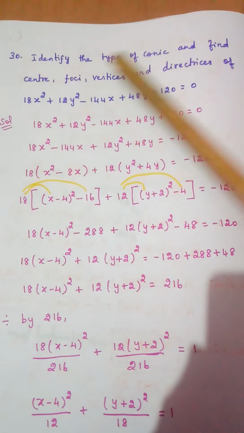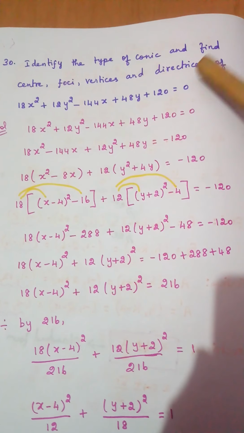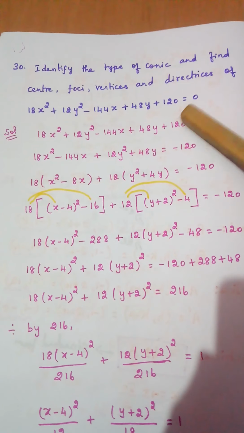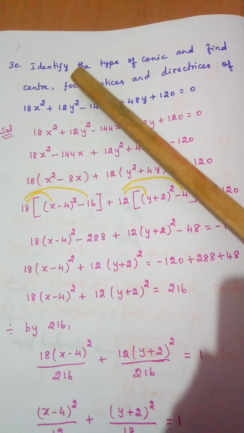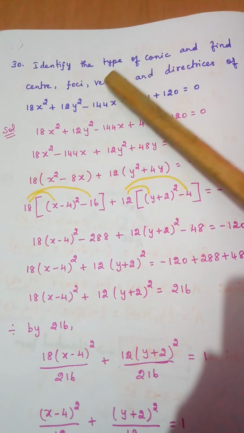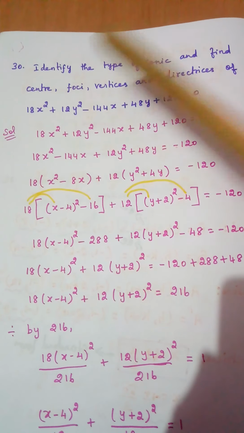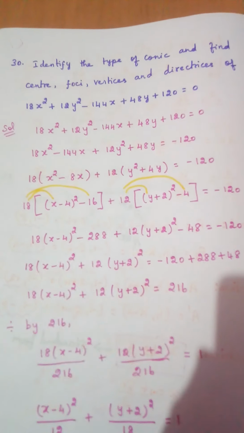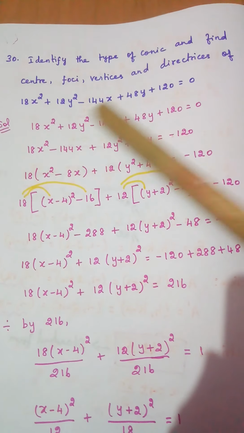That is, identify the type of conic and find the center, foci, vertices and the directrices of an equation that was given. The only difference is the equations, right? All the sums' equations are slightly different, but the thing that we have to find is one and the same. First, identify the type of conic. After telling what type of conic it is, we have to find center, focus, vertices and directrix. Directrices means plural of directrix.